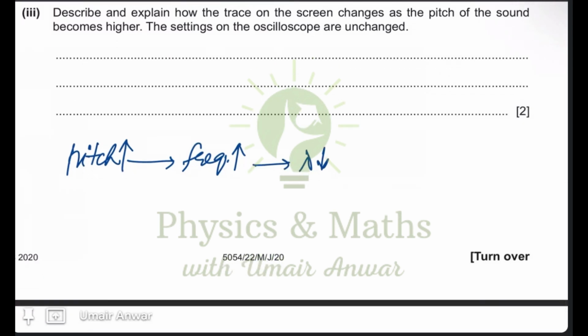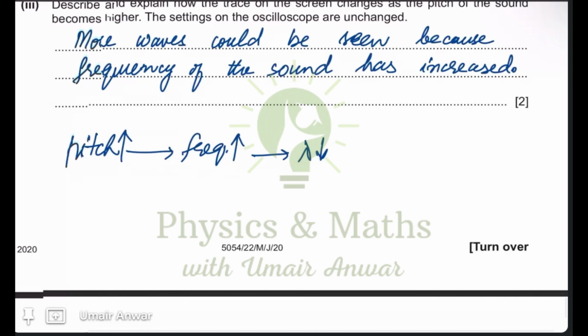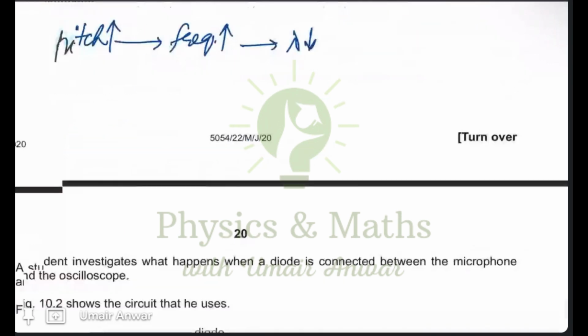The trace on the screen would change in such a way that more waves could be seen because frequency of the sound has increased. And since frequency is number of waves per unit time, so when the frequency is increasing, it means number of waves formed in a unit time are going to increase, and that is going to decrease the wavelength of the waves.